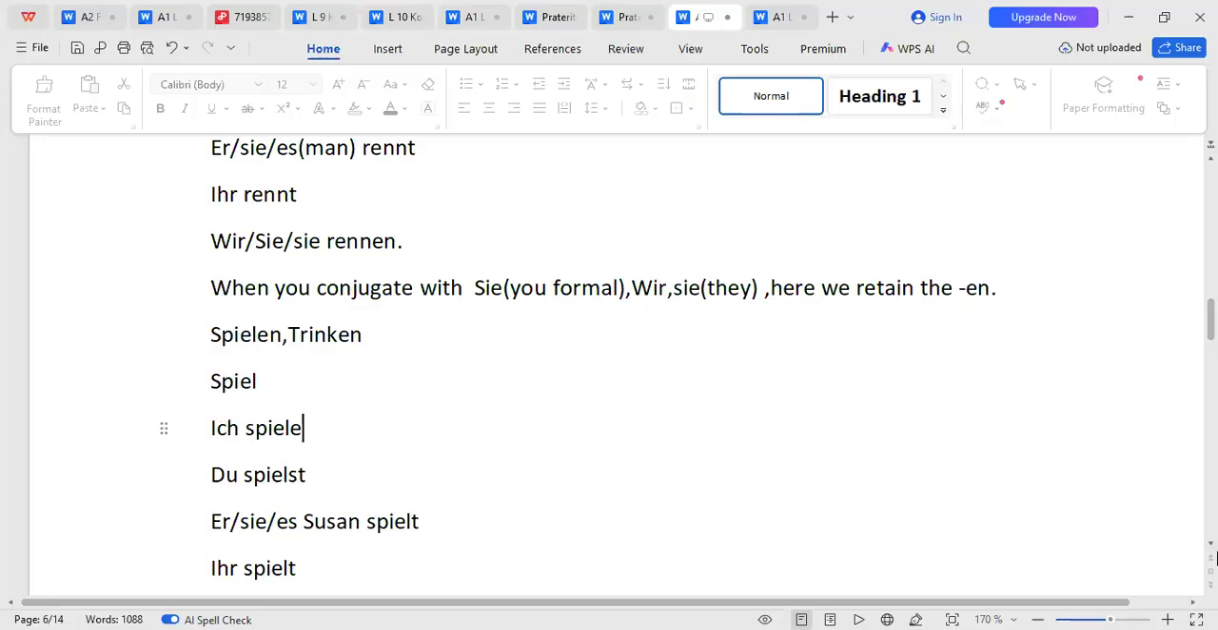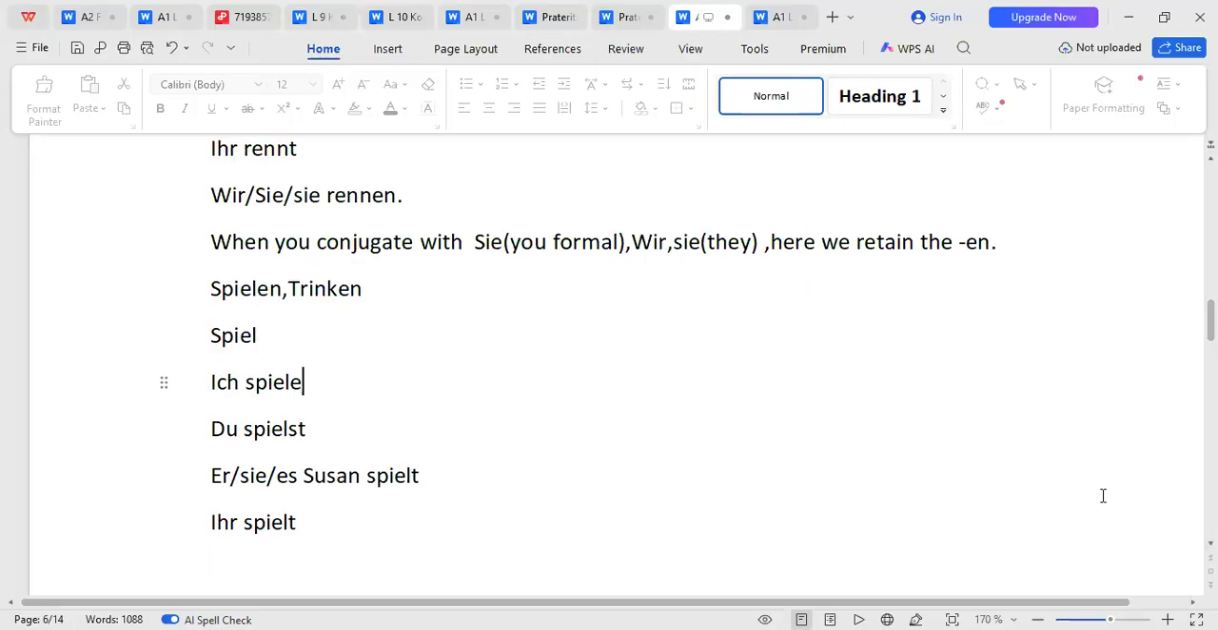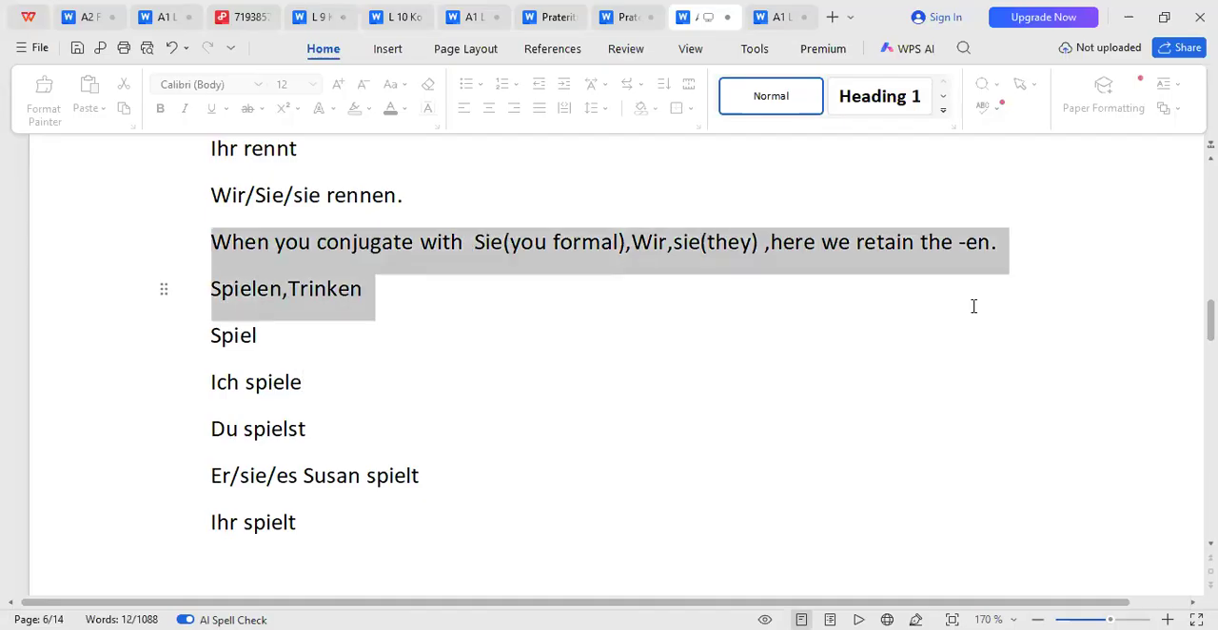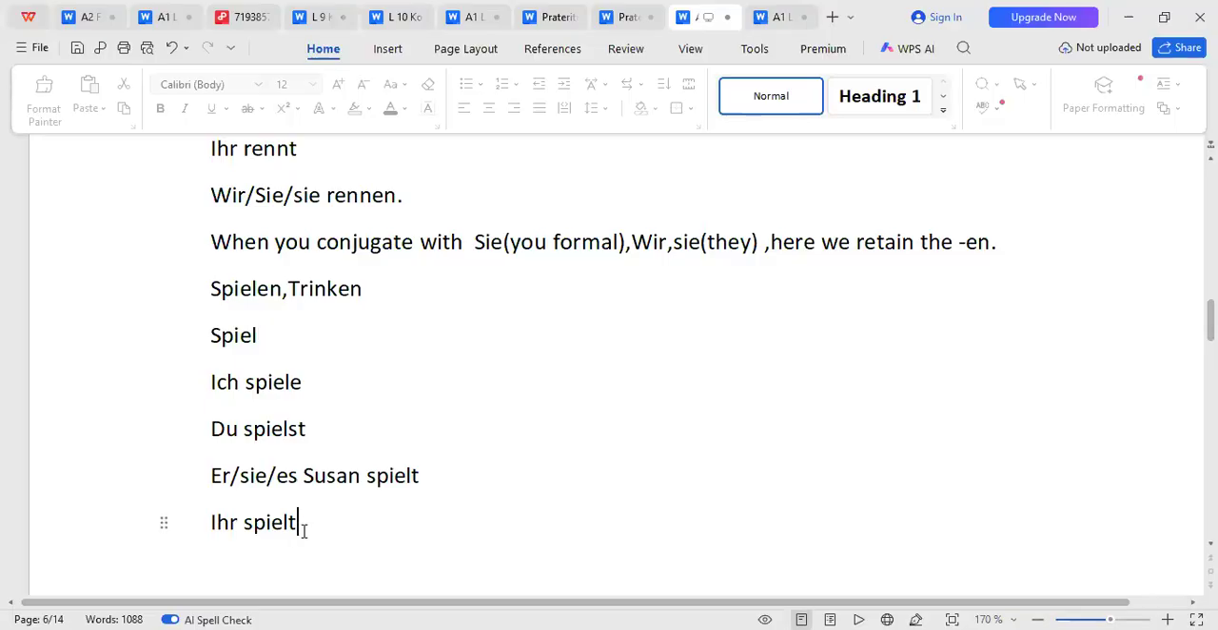Then the last one. Make sure you put, because this is the last rule here, wir, which is we. Sie for the you formal. Now the S is capital. Then we have the sie, which is small. This is sie for they. They are playing. Sie spielen. So here you retain the en. Just write the verb the way it is. Spielen. It maintains spielen. Very good.